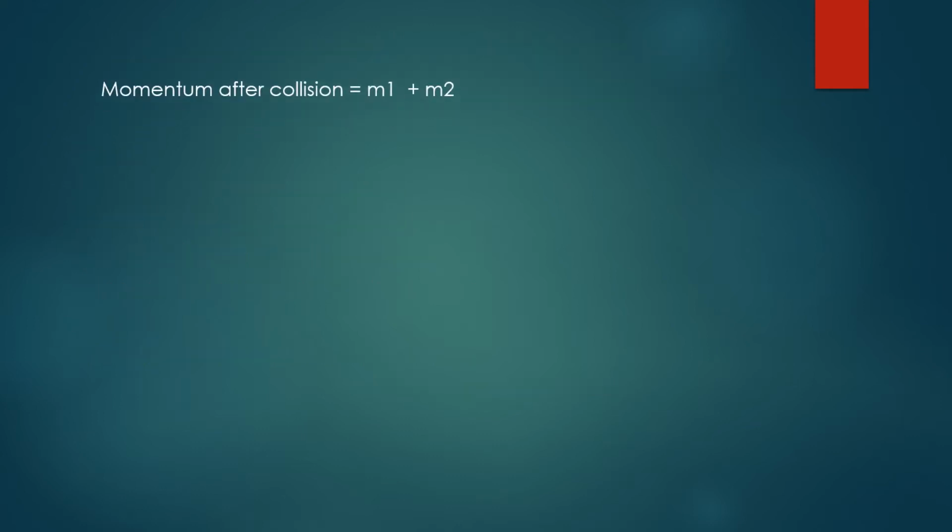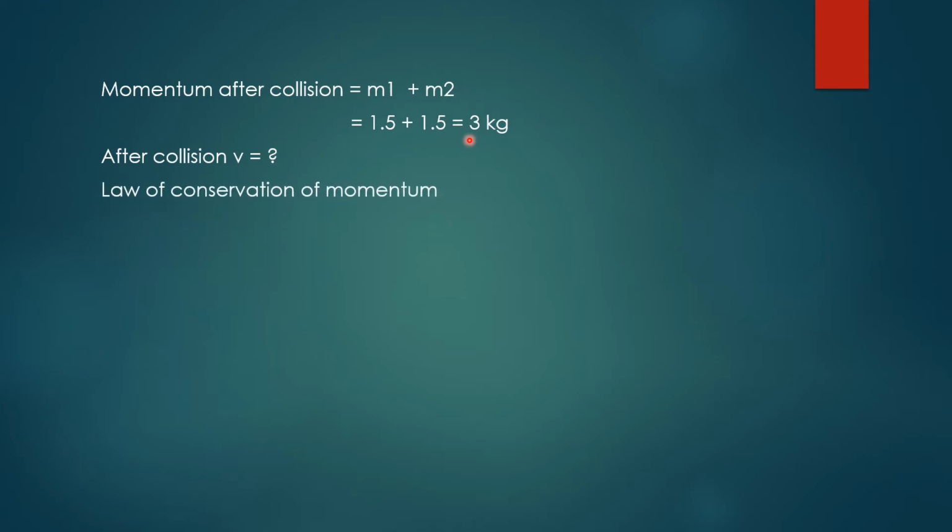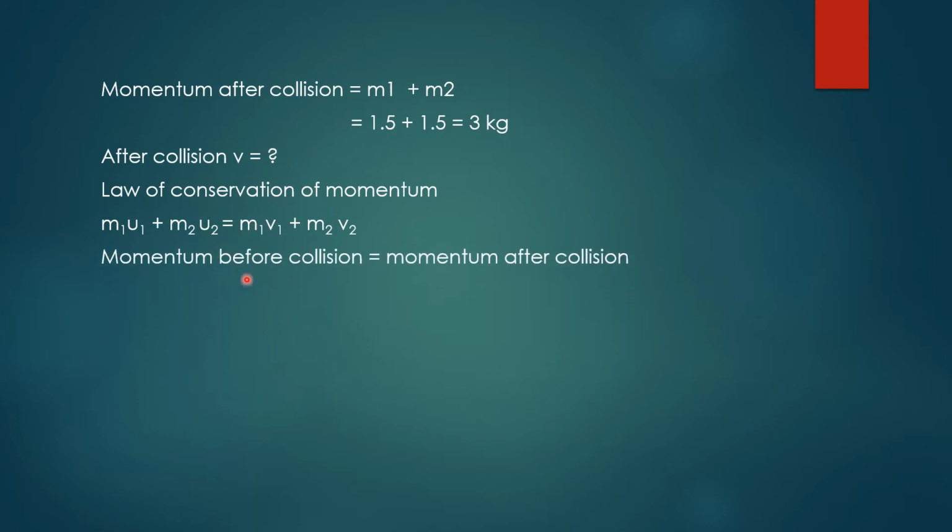The momentum after collision is going to be m1 plus m2 times v. Why? Because they stick together and move with the same velocity. So the total mass after collision is 1.5 plus 1.5, which is 3 kilogram. Then after collision we have to find the final velocity. According to the law of conservation of momentum, m1 u1 plus m2 u2 is equal to m1 v1 plus m2 v2. That is, the momentum before collision will be equal to the momentum after collision.